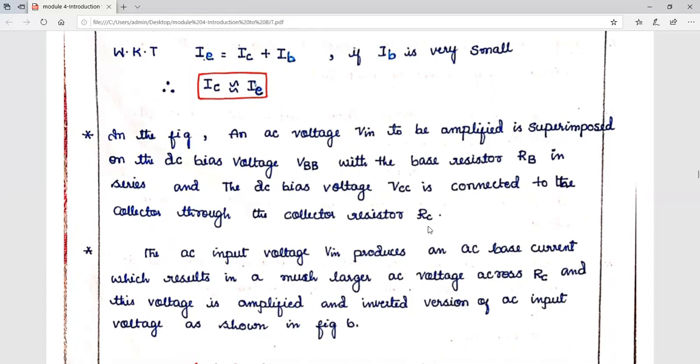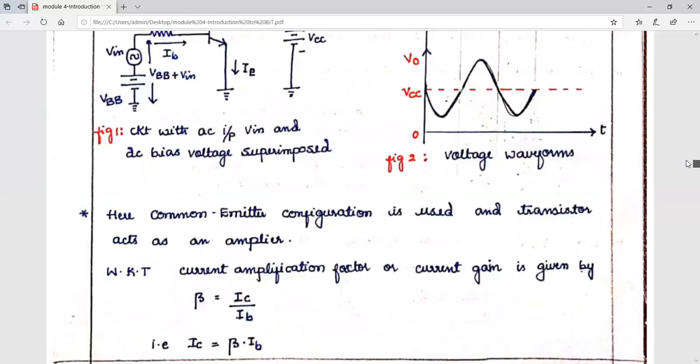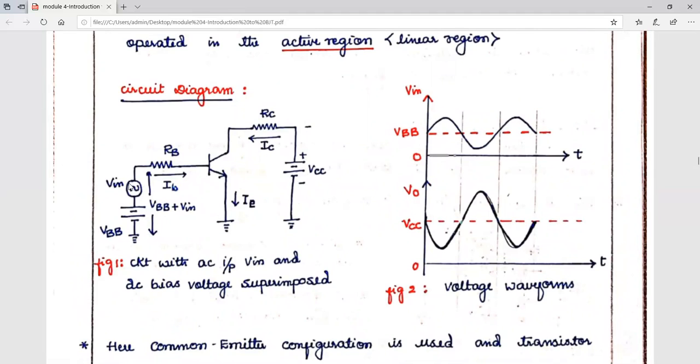resistance RC. So you can see here the particular point they're saying is the AC input Vin to be amplified, which is the input voltage to be amplified, will be superimposed with the DC bias voltage, that is VBB, which is connected to RB, and the DC bias voltage VCC is connected to the RC resistance. That is the input which I wanted to be amplified, the AC input is superimposed with the DC source in series with the RB, and the DC bias voltage VCC is connected in series with the collector resistance.